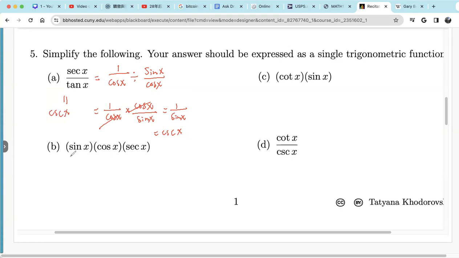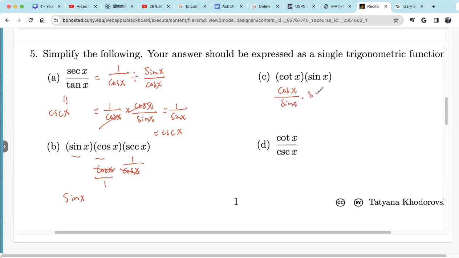B, you keep sine, keep cosine times 1 over secant. 1 over secant is cosine. Then multiplying by cosine, this becomes 1, right? Because this is over 1. This in the numerator, this in the denominator, they cancel to be 1. So I'm left with sine multiplied by 1, just sine. So that's B.